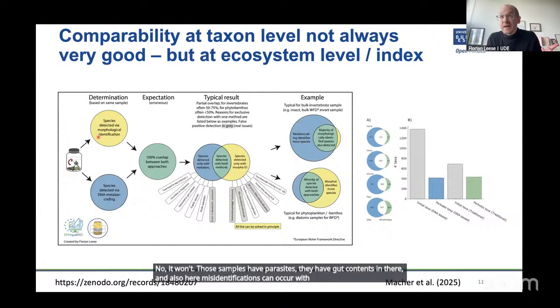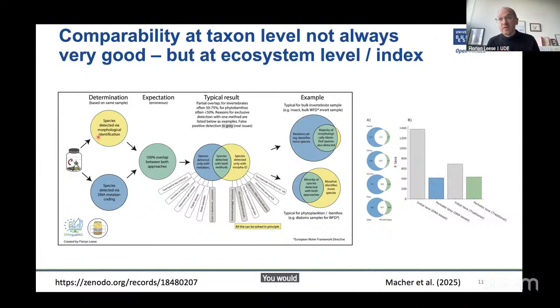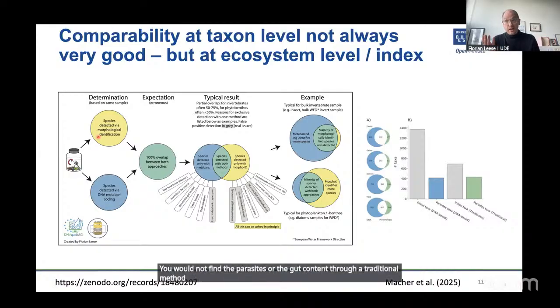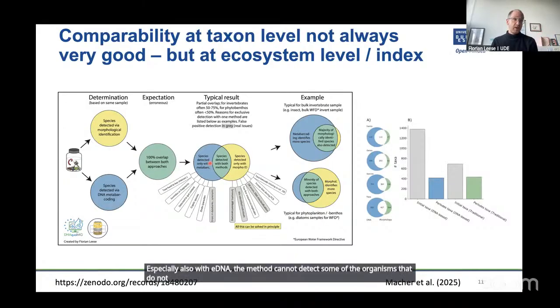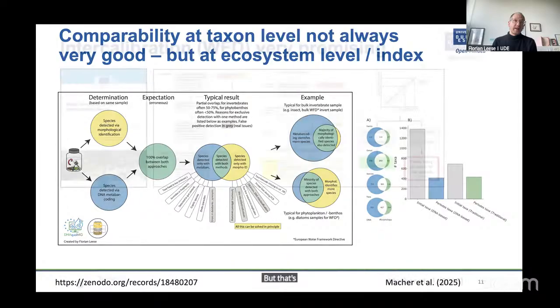With DNA methods, you may have incomplete reference databases. But even in a perfect world, you would not find the parasites or the gut content through a traditional method. That's not a bug. I would say it's a feature, and we should not try to make this 100% comparison. Especially also with eDNA, the method cannot detect some of the organisms that do not shed DNA. So we should just accept that there's a certain overlap, but that's actually quite comprehensive.